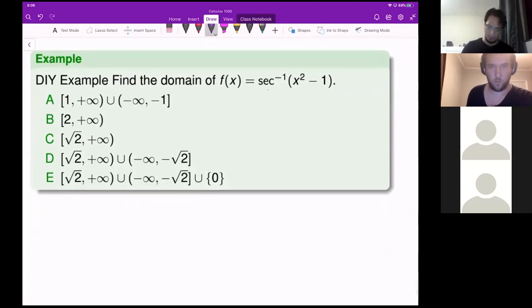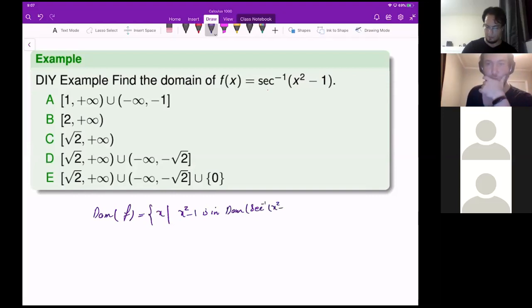How about this one? Okay, so the domain of the function f. We are looking for all x's such that x squared minus 1 is in the domain of secant inverse of x squared minus 1.